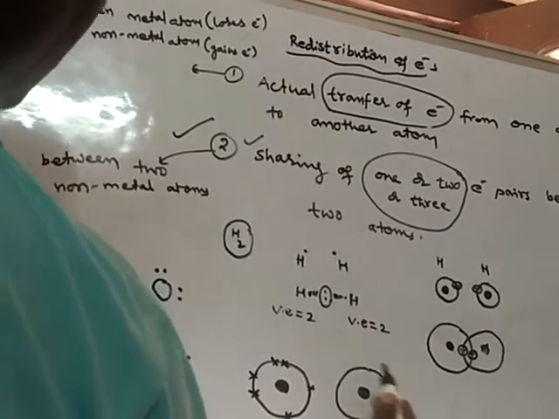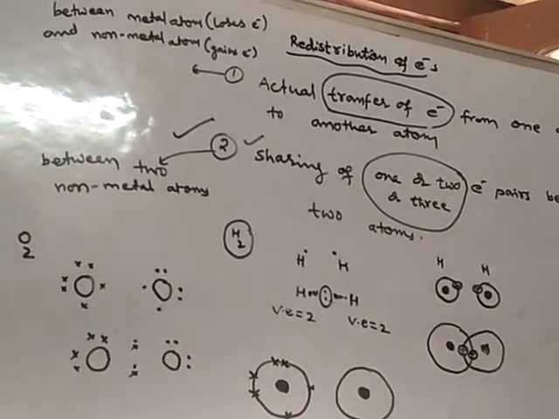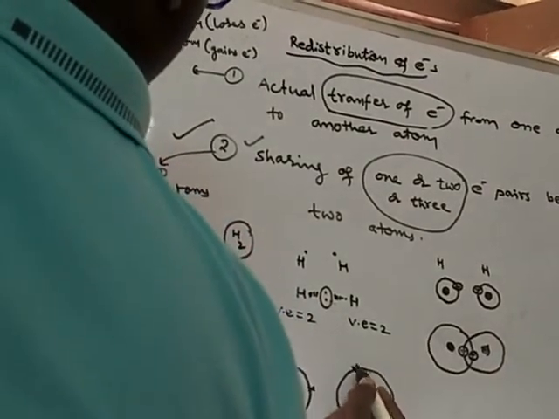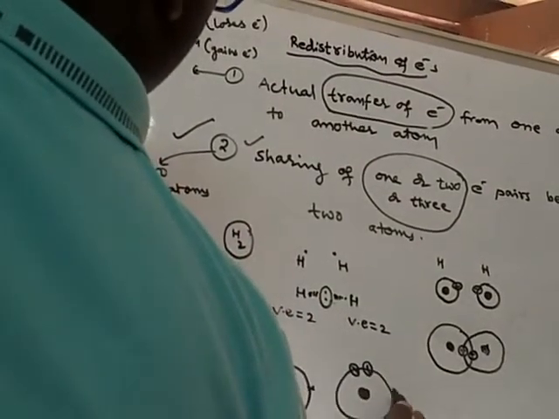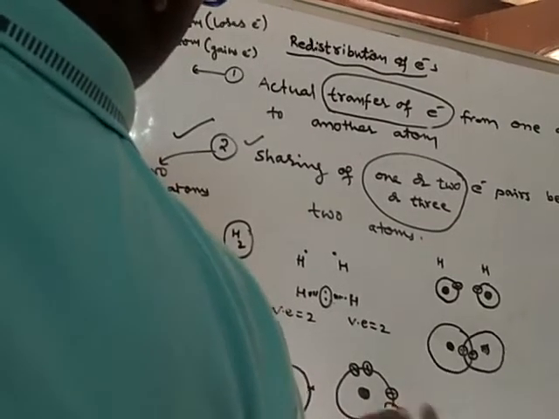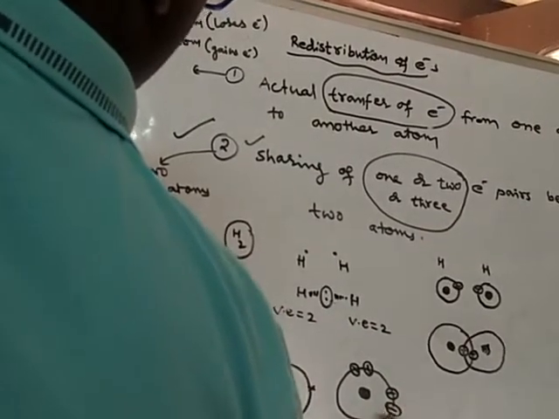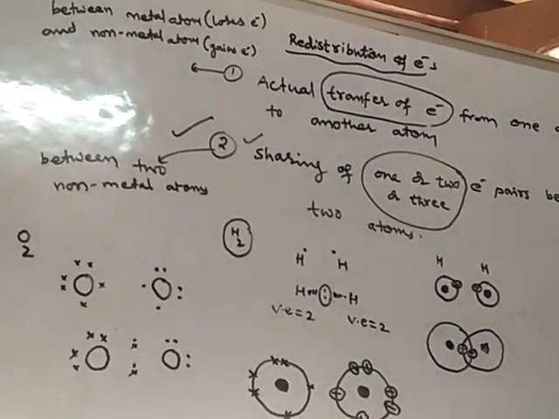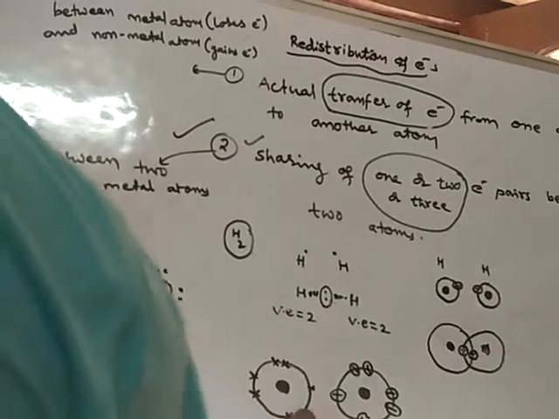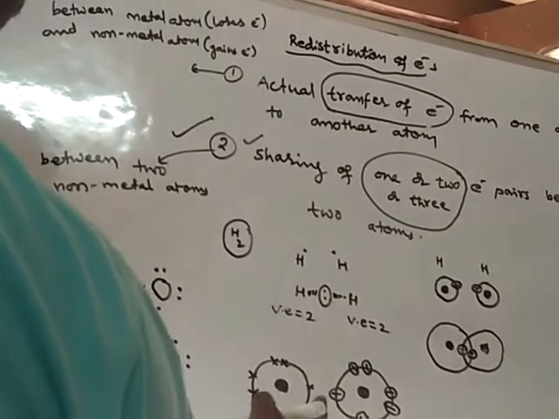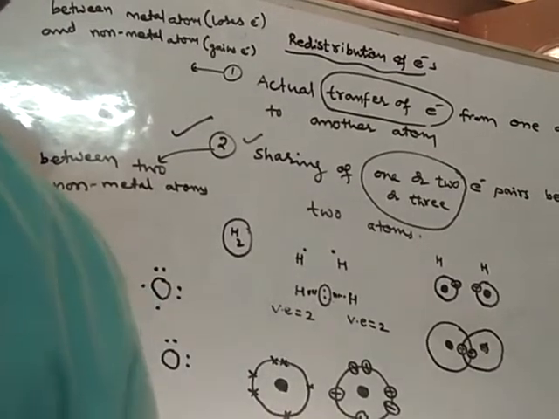See, I am not drawing the inner orbit, only the outer orbit and the electrons in the outer orbit. So here one electron, another electron, another electron, another electron, one unpaired electron and another unpaired electron. So this is how the two oxygen atoms look. Now what happens? These two electrons will pair and even these two electrons also will pair.